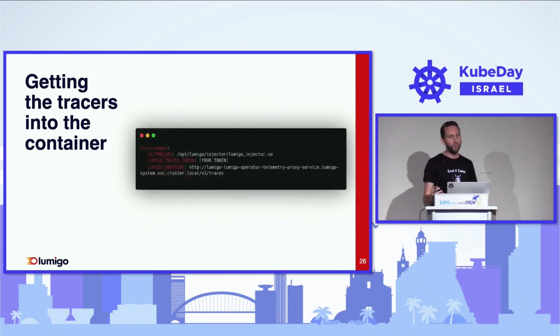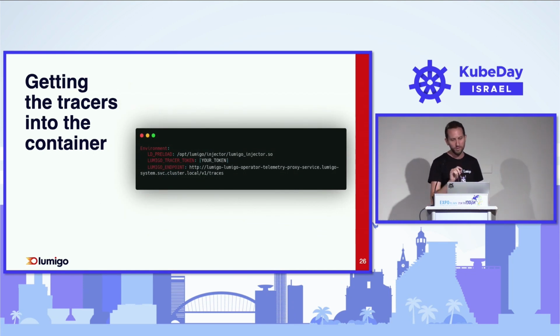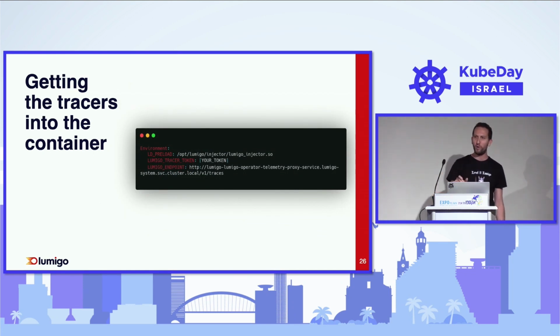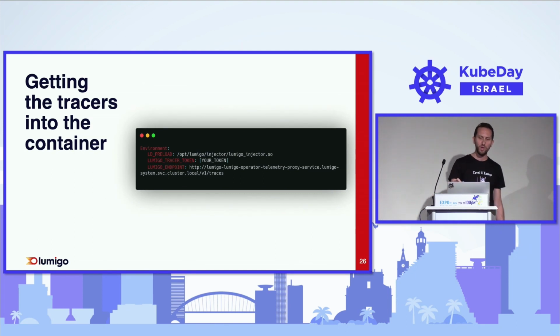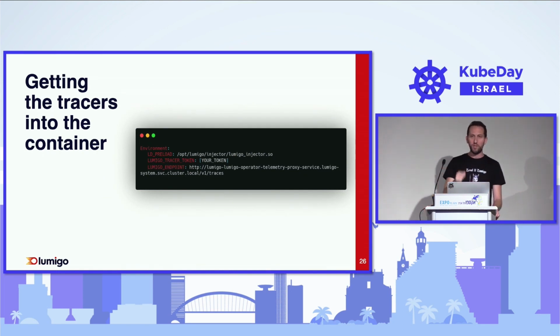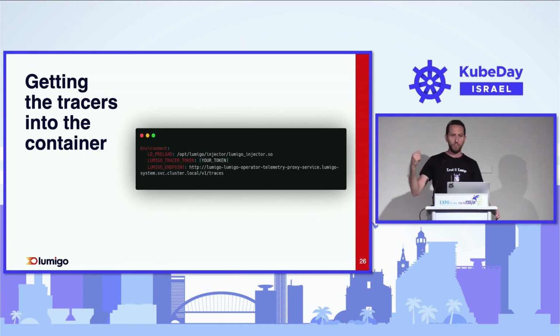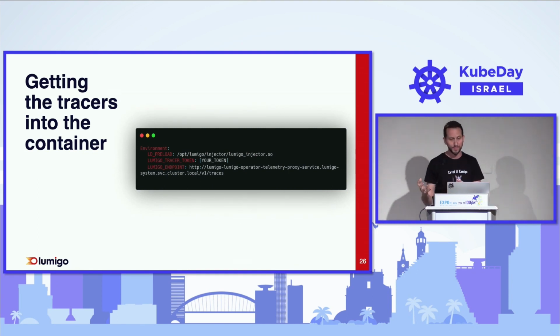And lastly, we add 3 environment variables. The first one is the LD_PRELOAD envar, with the path to the Lumigo injector file, which we also copy into the ephemeral volume, and we'll get to that later in this talk. We have the Lumigo tracer token, which is just the means of authentication to the Lumigo backend, and we have the Lumigo endpoint, which is an endpoint to a service in the operator for an OTLP collector that receives, processes, and exports the trace data to the Lumigo backend.